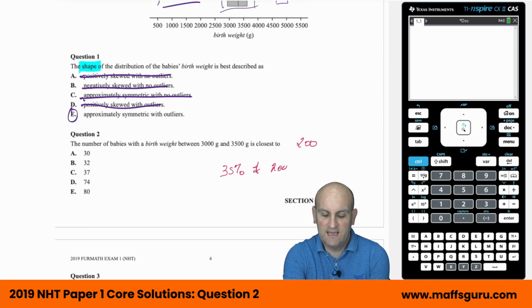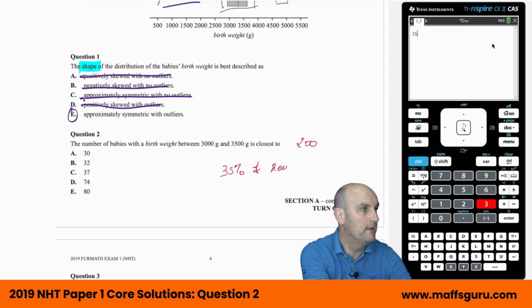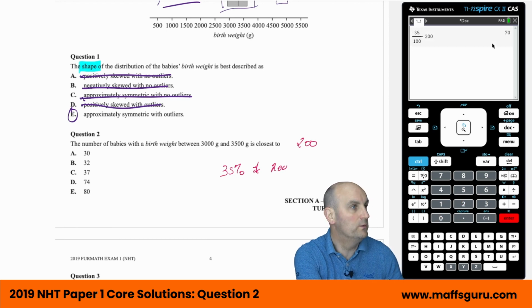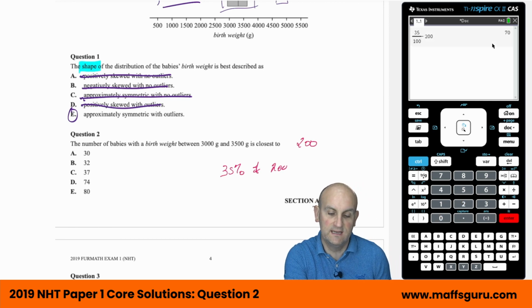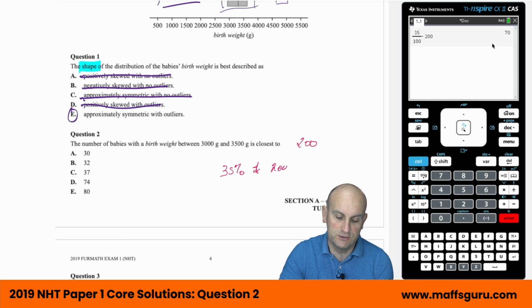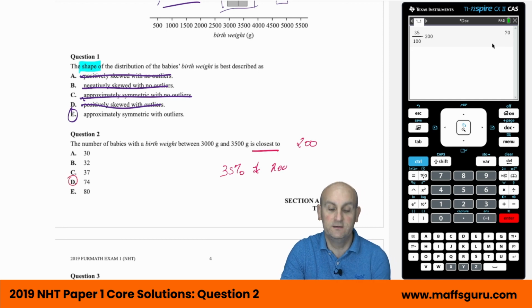All right, so 200 babies, so we want roughly 35% of 200. So firing up my calculator, we're going to do 35 divided by 100, times 200, which gives me roughly 70. Obviously, the answer here says closest to. 74 seems to be closest to 70. Always look for that closest to, and D gives me my correct answer.